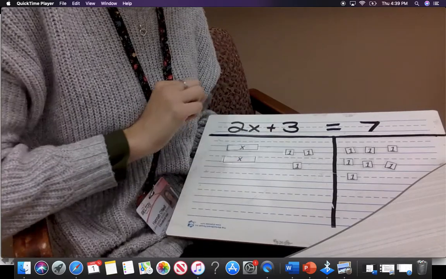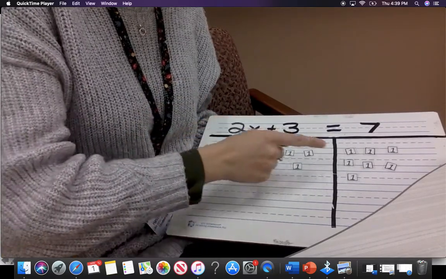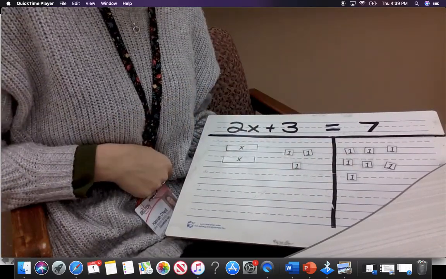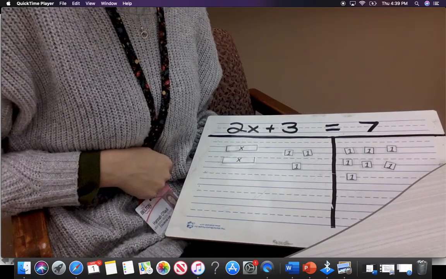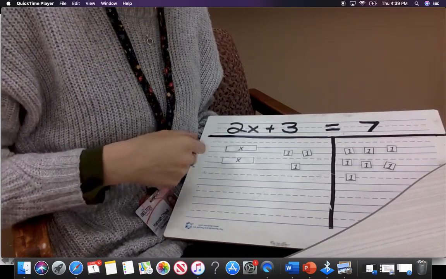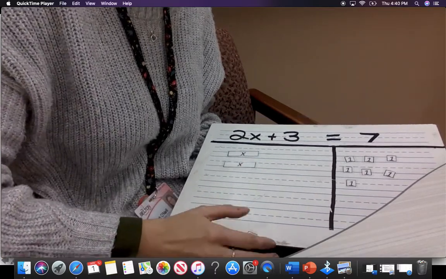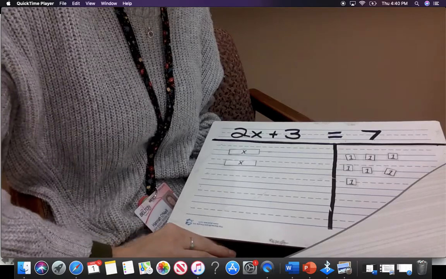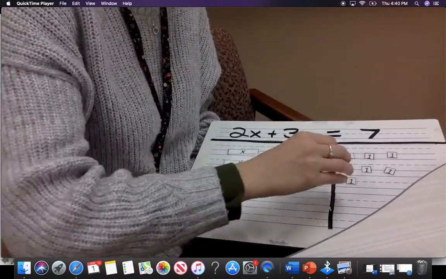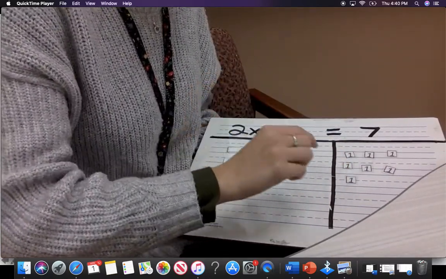So if we're going to take away 3 ones off of this side, what do I need to do to this side? Right, I need to take 3 ones off that side also. So here I'm going to remove my ones. I'm going to take away 3. And I'm going to take away 3 ones off of this side.